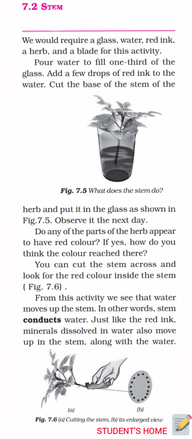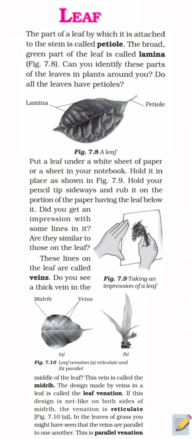The water and minerals go to the leaves and other plant parts attached to the stem through narrow tubes inside them. As you can see, these narrow tubes in dotted structure in figure 7.6b. Now coming to the next topic class, that is leaf. So the part of a leaf by which it is attached to a stem is called petiole. The broad green part of the leaf is called lamina.